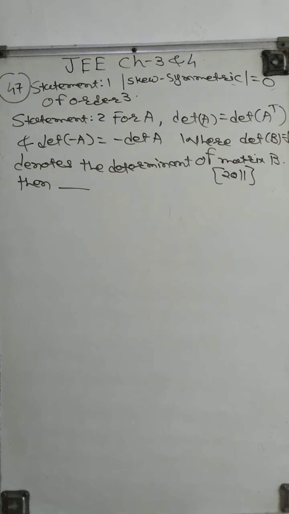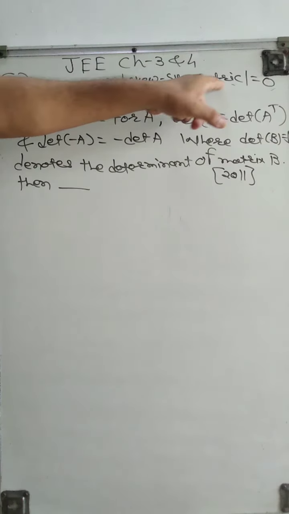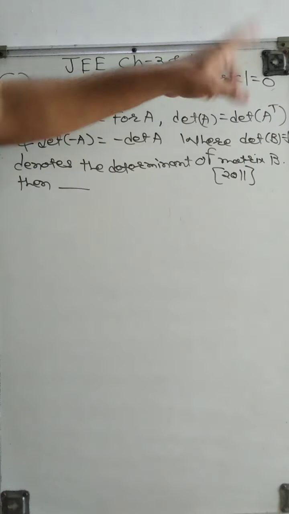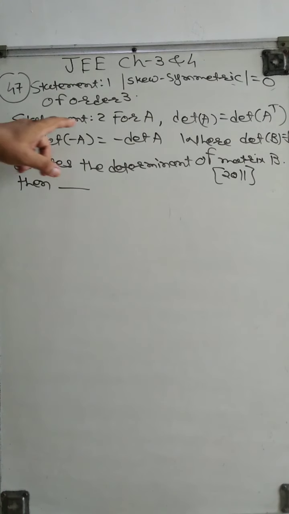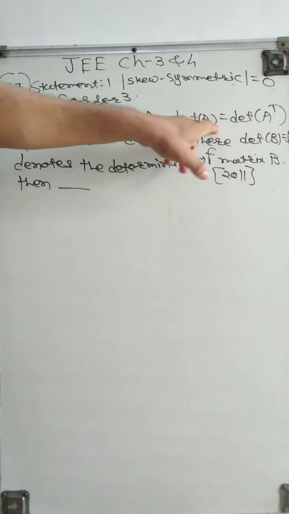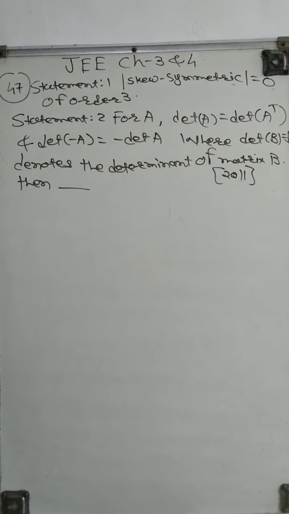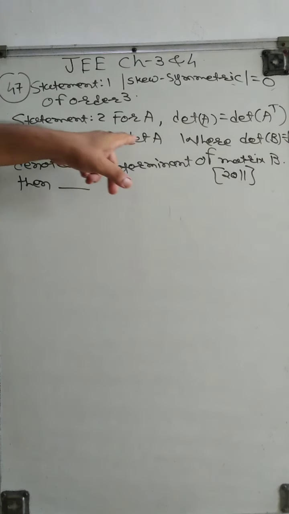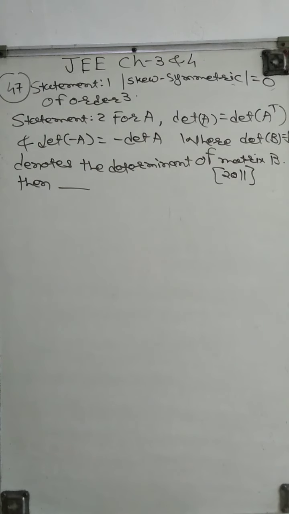Statement 1. The determinant of a skew symmetric matrix of order 3 is equal to 0. And statement 2, for all A, determinant of A equal to determinant of A transpose, and determinant of minus A equal to minus determinant of A, where determinant of A denotes the determinant of matrix A, right? Then which is true? Either both statements are true, both statements are wrong, first is true, second is wrong, or second is true, first is wrong. So here let's check.